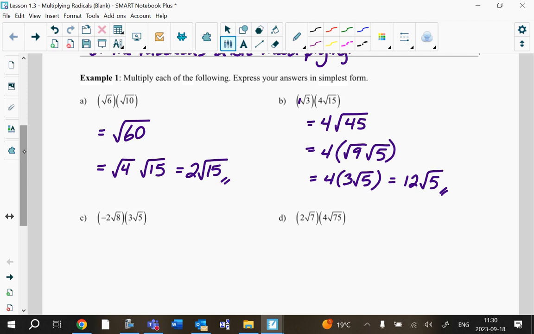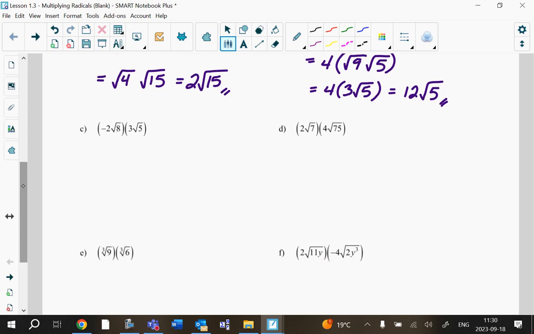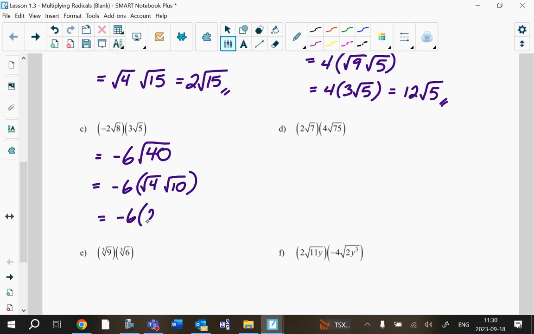What would this one be when you multiply it? Negative 6 root 40. That can be simplified. Or 10, root 4, root 10. Which becomes negative 6 times 2 root 10, which becomes negative 12 root 10. Yeah, exactly.